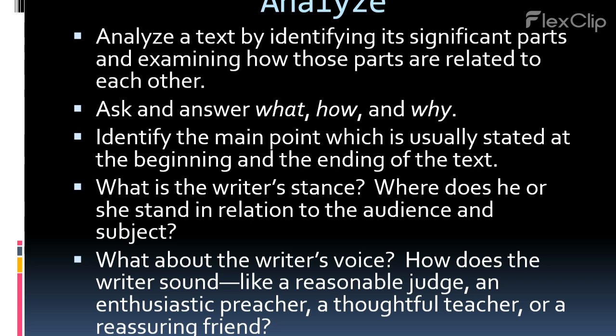Identify their main point. It's usually at the beginning, but sometimes at the ending of the text. What's their stance on it? Are they standing up for something, or are they just sharing random information? What are they trying to prove? What is their voice? Are they being judgmental? Are they being an enthusiastic preacher, thoughtful teacher, reassuring friend? Their voice and their stance can make a difference.